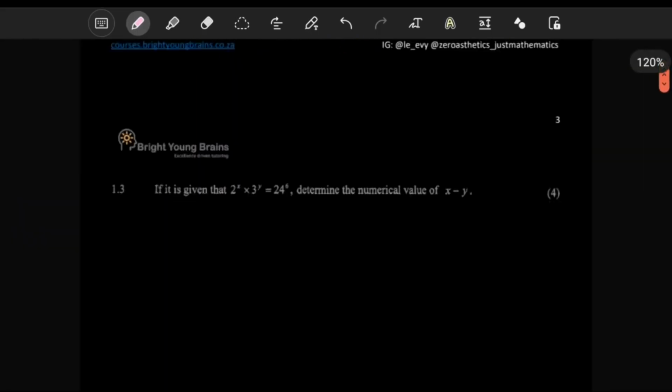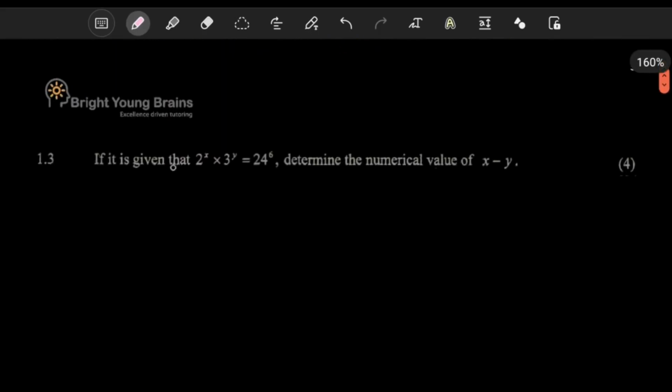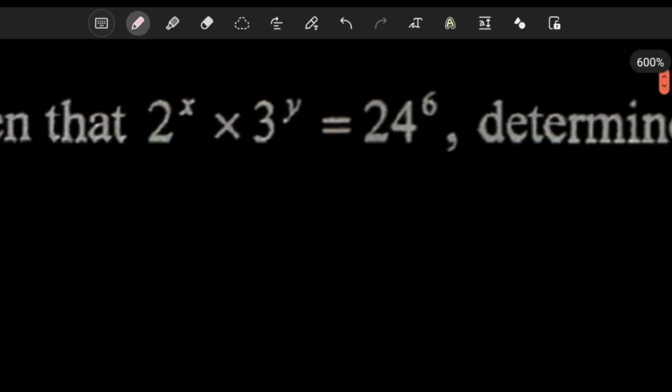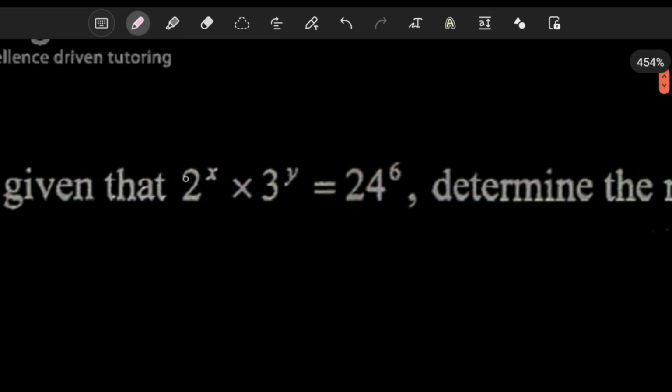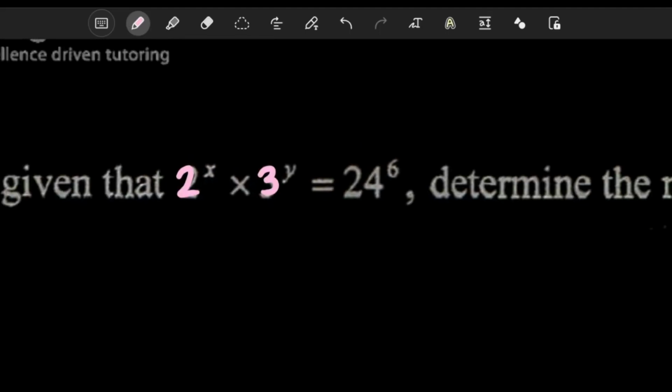Moving on. For 4 marks here, they want us to work this out. So if it is given that this is equal to this, determine the numerical value of this for 4 marks. So in a situation like this one, take note of how you have this 3 and this 2 there, and then this 24.